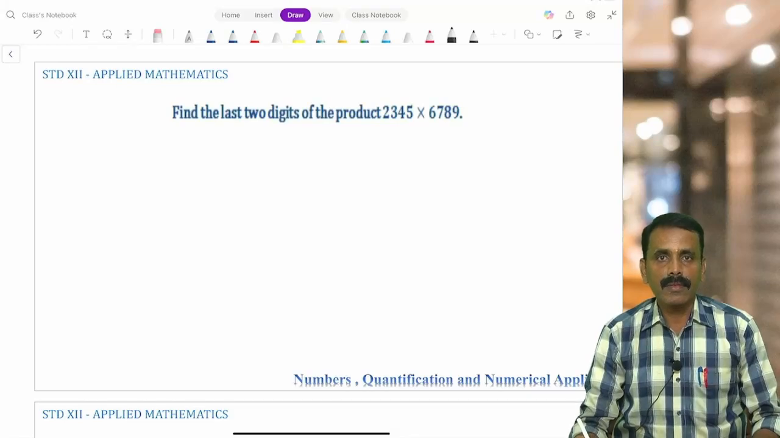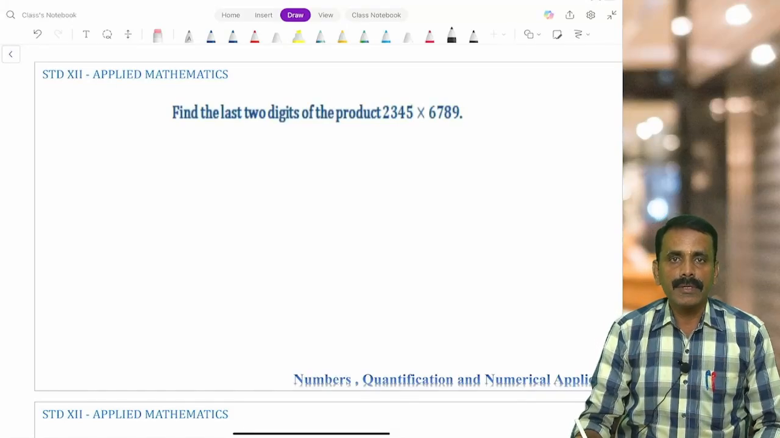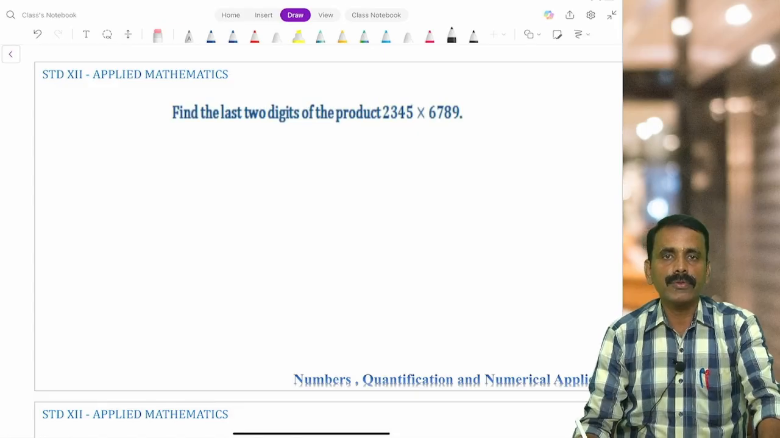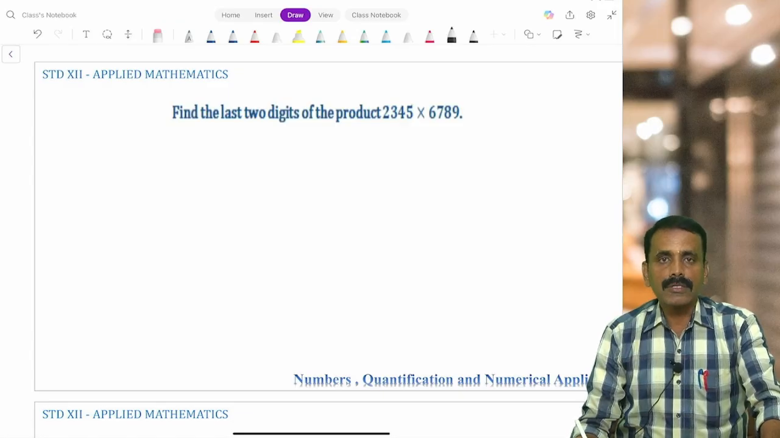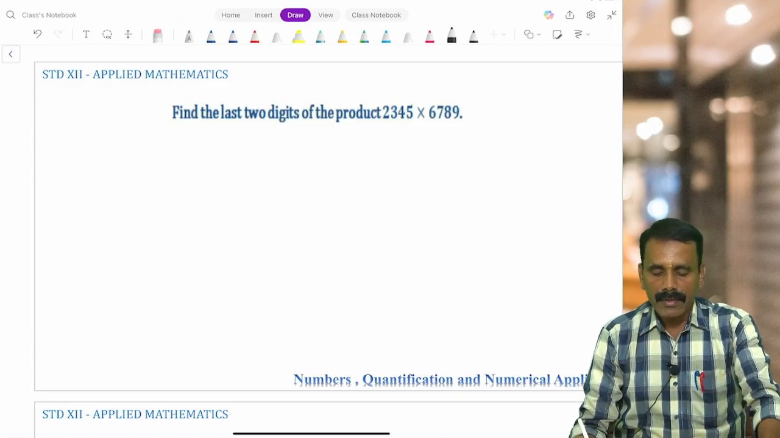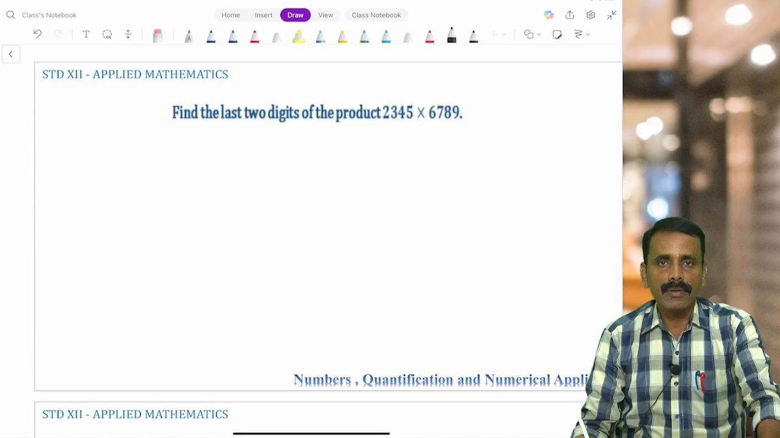Hello students, today we are going to see the application of congruence class modulo, where we are going to use that concept. Today we are going to see an example. Find the last two digits of the product 2345 into 6789. We are going to find the last two digits while finding the product of the two numbers.